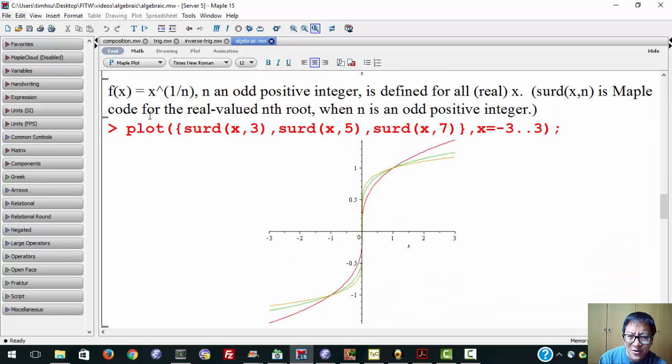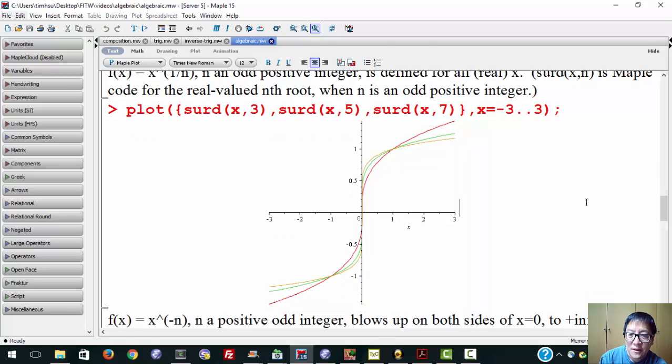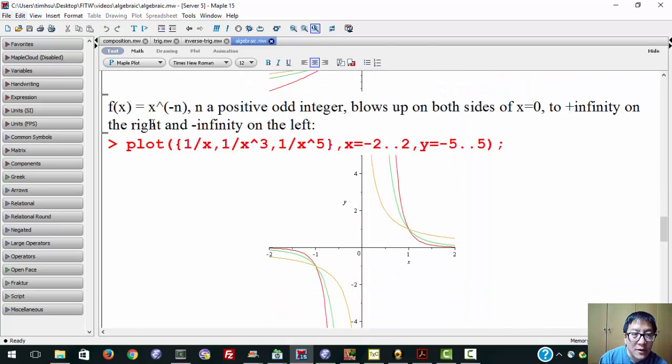Just in case you're wondering, this is a strange computer code for cube root, fifth root, and seventh root. Anyway, once again, here is the cube root of x, fifth root of x, seventh root of x, and there we go. So moving now to negative exponents.